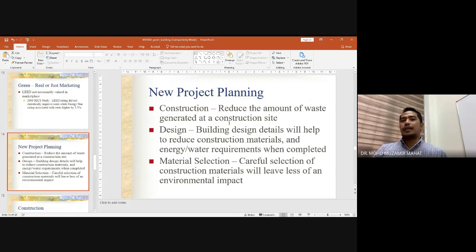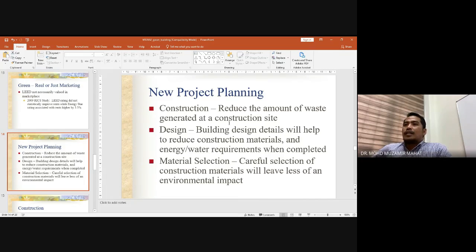New project planning. Okay. Construction. So to see green buildings happen, in the US, they aim to reduce the amount of waste generated at a construction site. This is the first thing that they do. So how do we reduce the amount of waste at the construction site? You have to come up with new materials that will provide less waste.